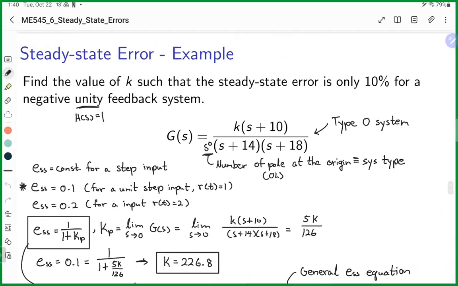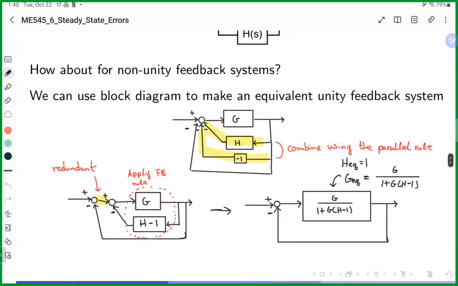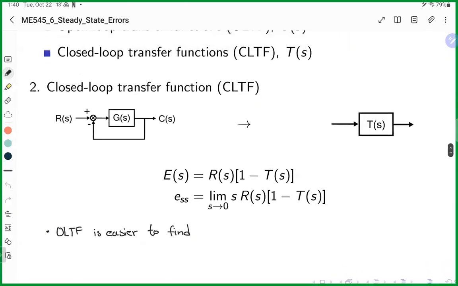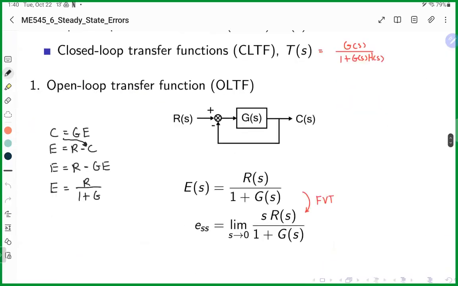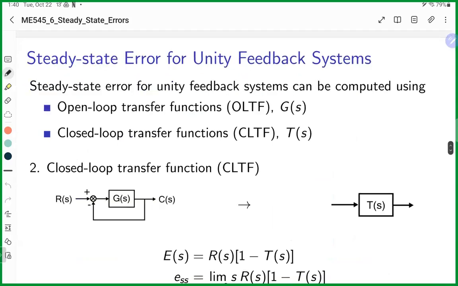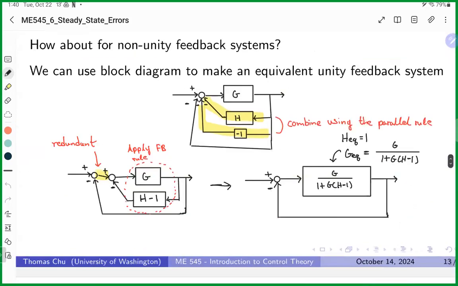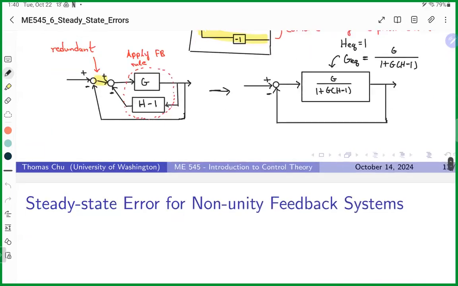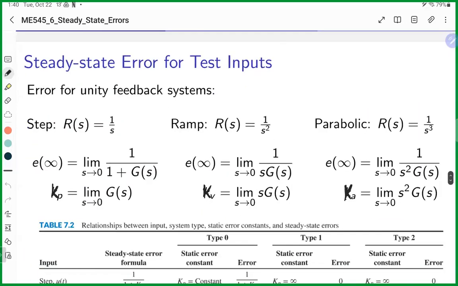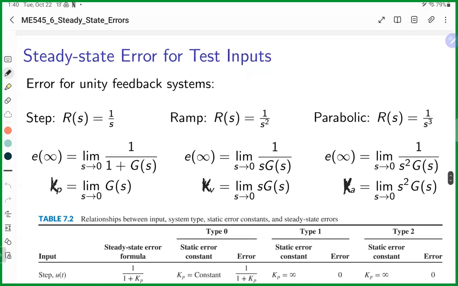So last class, we basically derived steady state error for unity feedback systems, and then we looked at non-unity feedback systems where we got into equivalent unity feedback system form. Then once we're able to do that, we can then apply our test inputs. So the purpose of this is to get into that equivalent form and then look at that G equivalent transfer function and then apply a test input of a step, ramp, or parabolic.